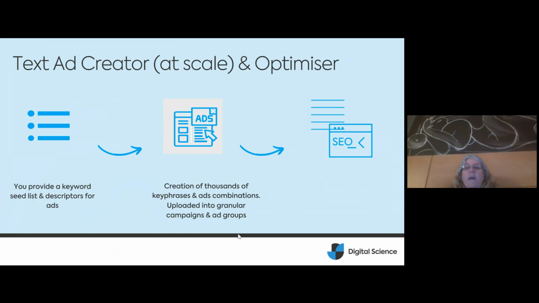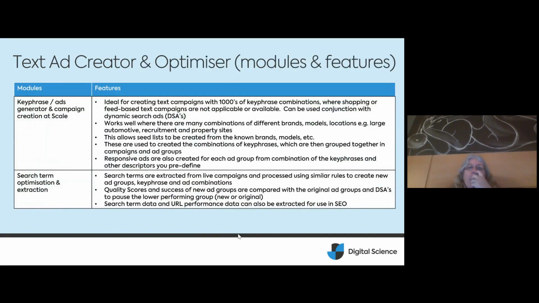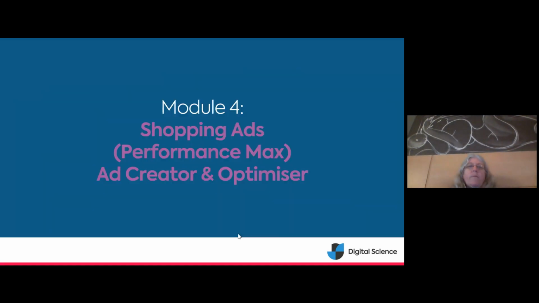And then these can be uploaded to create really granular campaign and ad groups. And then we use the search term reports to create further ad groups. And then that data can also be used for SEO as well. So that's basically what I've just been explaining to you. And again, that's a little bit more text when you come back and read it later.